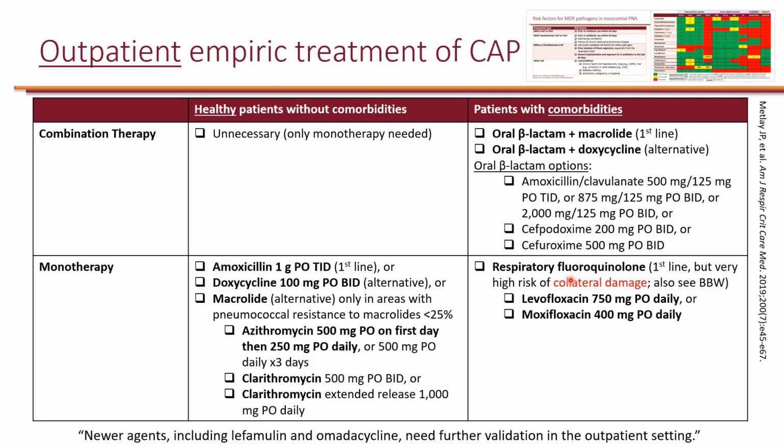However, keep in mind that respiratory fluoroquinolones have a high risk of collateral damage, and there are many adverse effects listed as black box warnings. So ideally, a better option would be oral beta-lactam plus a macrolide, as opposed to a single respiratory fluoroquinolone, because of collateral damage and the adverse effects.